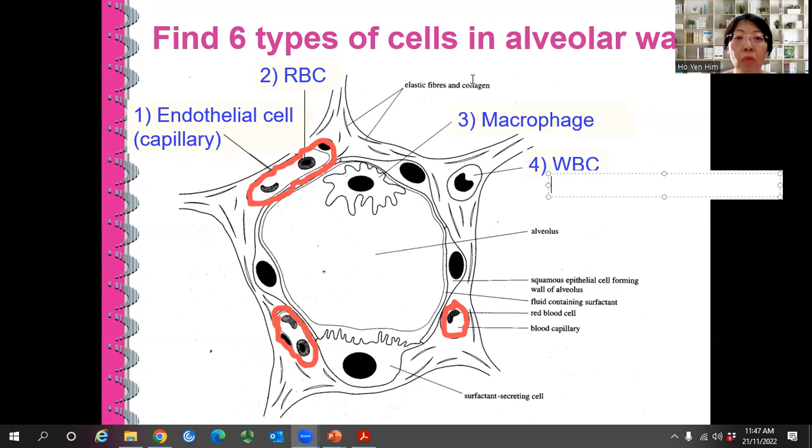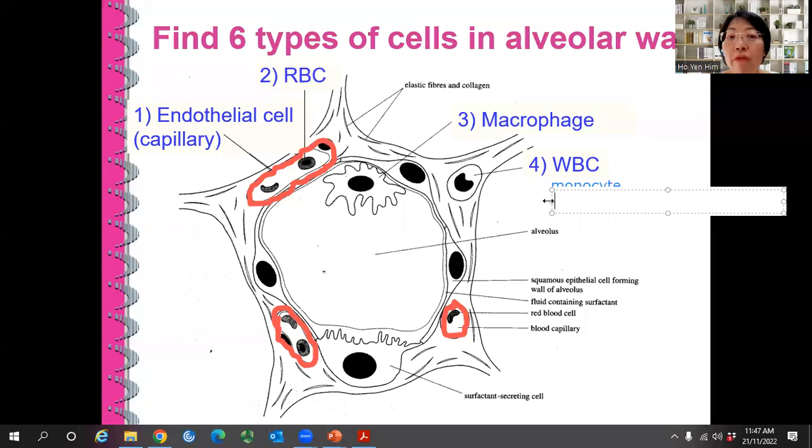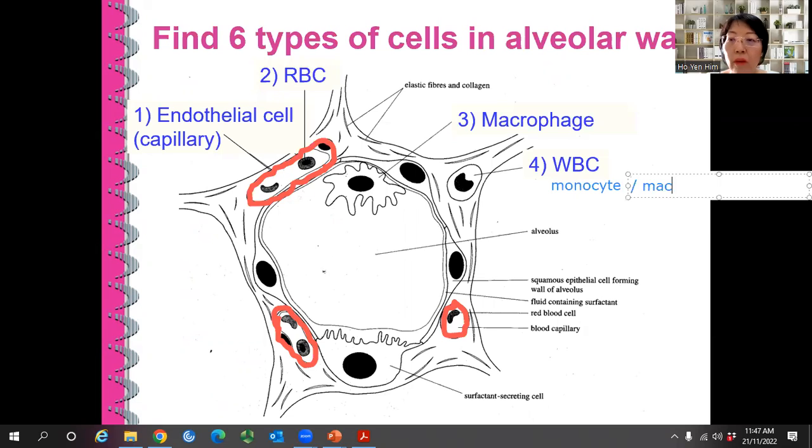Monocyte, very good. Chloe said monocyte, Keisha said monocyte. You all agree? Is it monocyte? Only monocyte has this feature. So this is monocyte. But if monocyte has migrated out from the blood vessel, what do we call it? Macrophage, isn't it? The big eater.